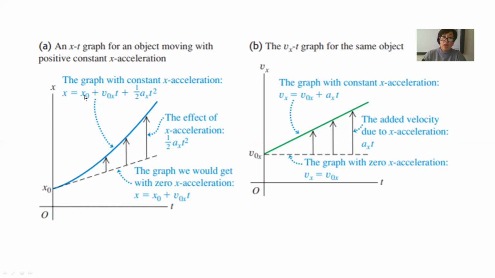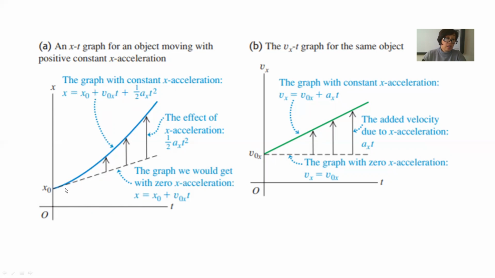And this is the equation of motion: x equals x0, the initial position, plus initial velocity multiplied by t, plus 1 divided by 2 at squared. This is the graph with the constant acceleration, and this is the equation shown by this line.